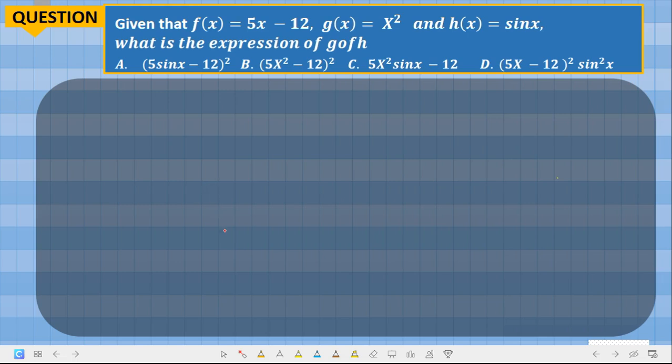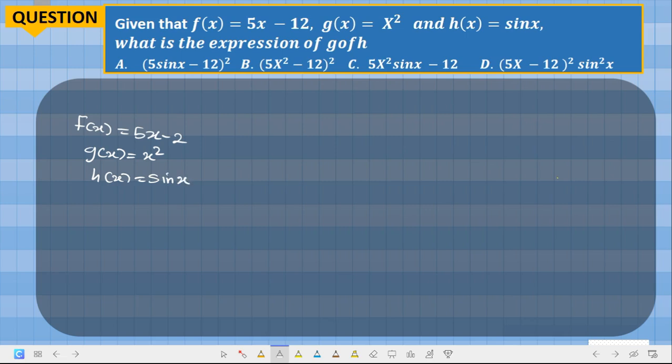Welcome to this lecture. Let's proffer a solution to the following question. The first question says that given that f of x is equal to 5x minus 12, so let's pen it down. Our f of x was given as 5x minus 12, and g of x is equal to x squared, and then h of x is equal to sine x.